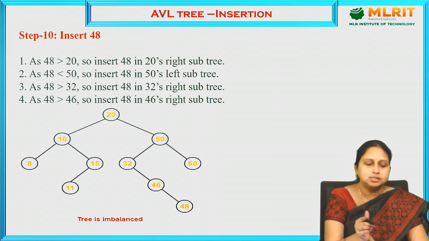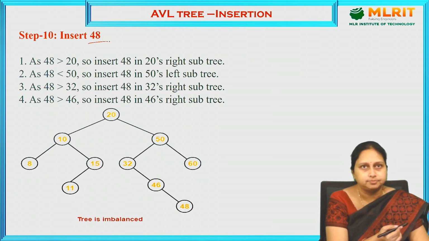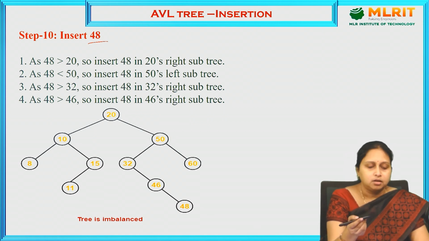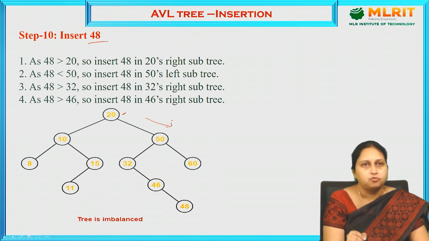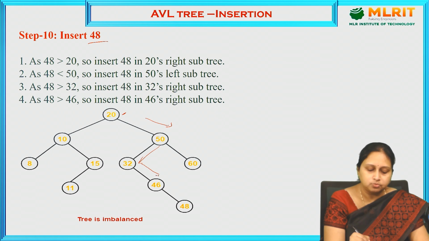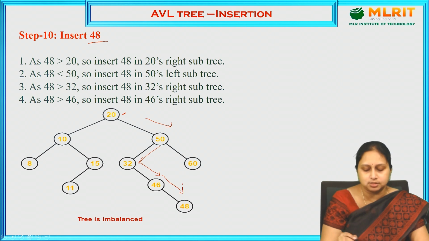Now insert 48. Now check where we need to insert this 48. 48 is greater than 20, so go to the right subtree. 48 is less than 50, so we need to move to the left subtree. 48 is greater than 32, so move to the right part of it. 48 is greater than 46. We need to insert here.